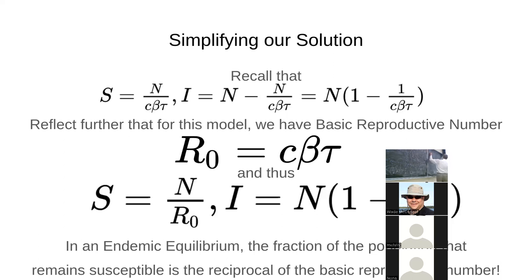And these are on the same scale. We could draw a 45 degree line here where they always add up to N. And it's going to be somewhere along here. So in terms of its location, the number of susceptibles will be N over the basic reproductive number, and the number of infectives will be N times 1 minus 1 over the basic reproductive number. In other words, it's everyone else, right?